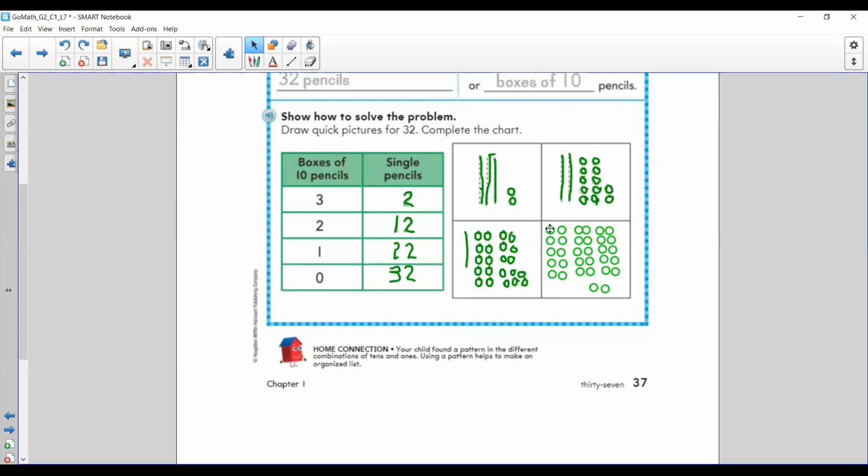Okay, when we finish drawing 32 ones, that's a lot of ones to draw. We have 3 groups of 10. See, there's 10, there's 20, there's 30, and then our little ones, 31, 32. So that's 32 ones, and see, we have no 10s in the 4th one. And so that's how we can show 32 four different ways. Okay, now we'll move on to the next page.